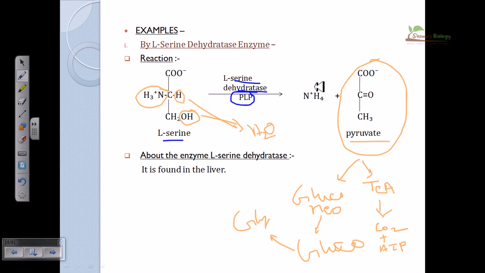So these reactions are serving in both ways. First, it is producing and releasing ammonia, which is toxic inside the cell. This ammonia will be converted into urea via the ornithine cycle, and this urea will be released from the body, right? And this enzyme is found in the liver, and it will act inside the liver.